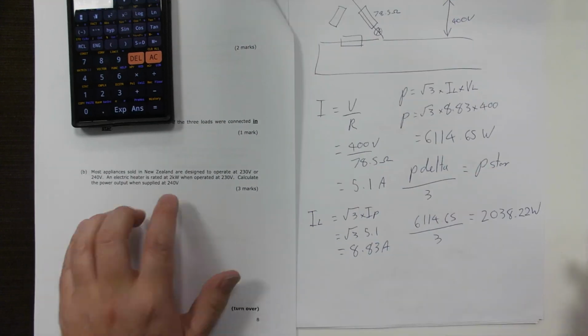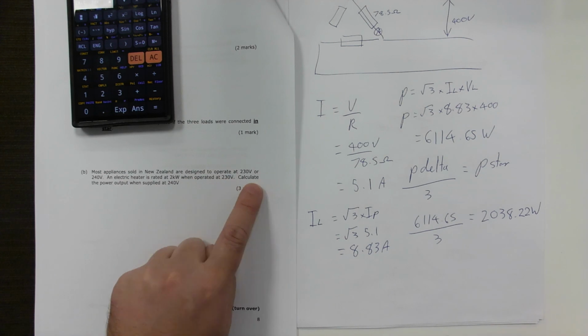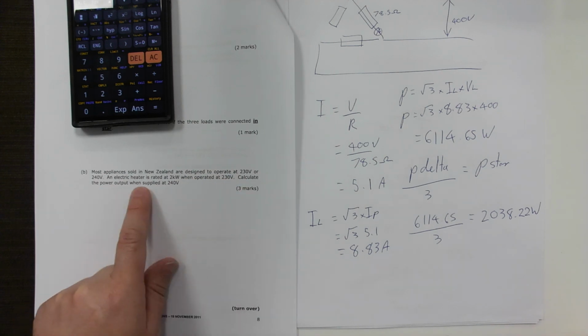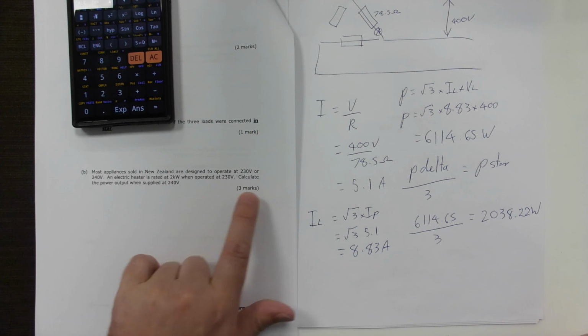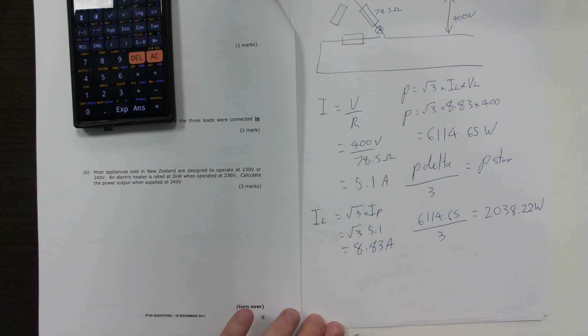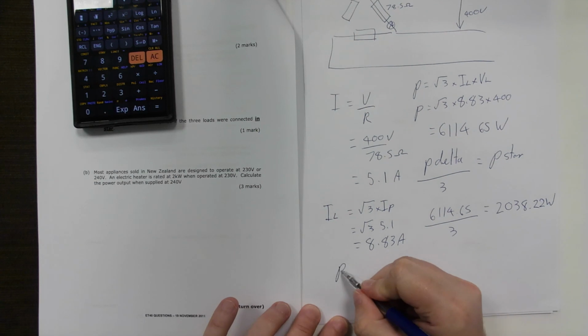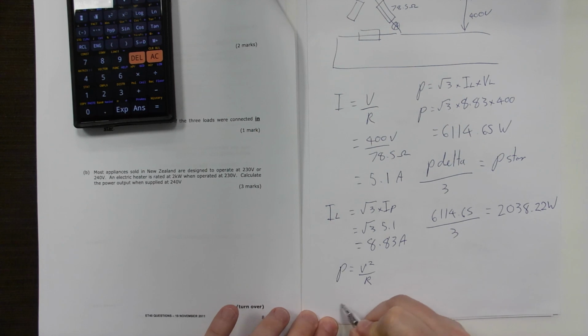Next one, which is most appliances sold in New Zealand are designed to operate at 230 volts or 240 volts. An electric heater is rated at 2 kilowatts when operated at 230 volts. Calculate the power output when supplied at 240 volts. So we're going to use the formula P equals V squared over R.